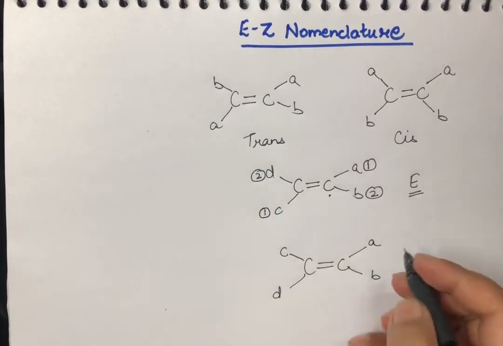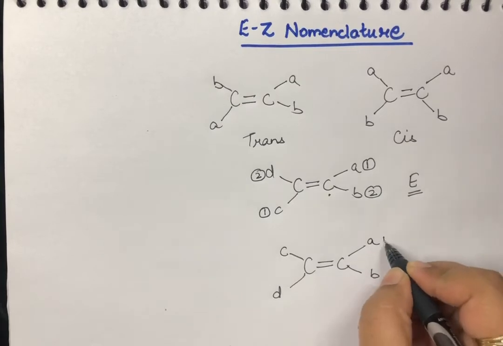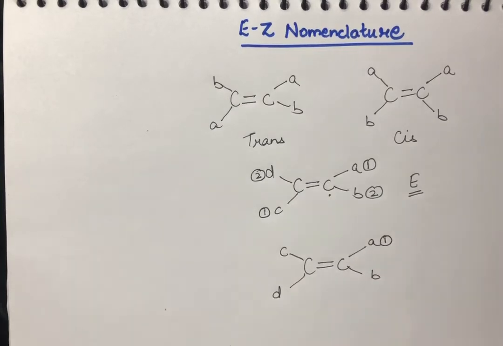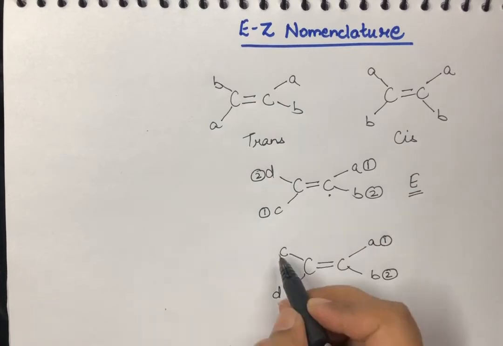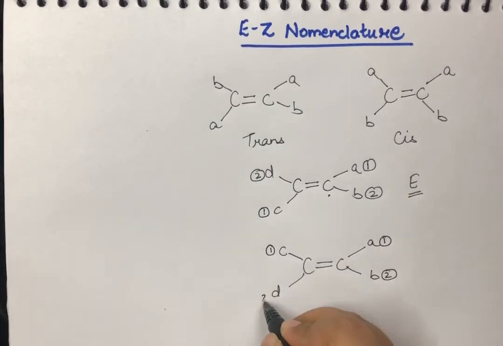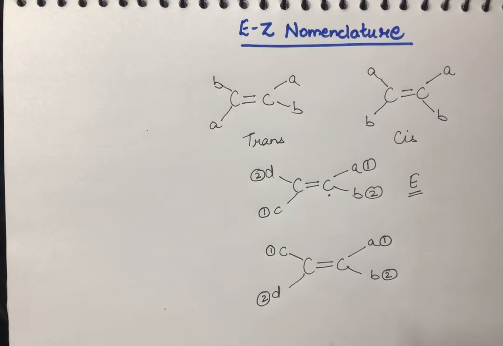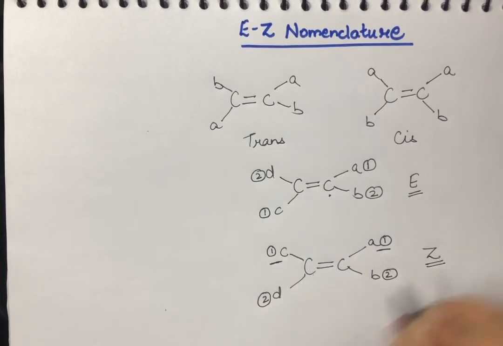And when do I have, for example, in this particular case, I again say that A was having more priority here, so B was having the second priority, and on this carbon again C was having the first priority and D was having the second priority. So in this particular case also, I have the same type of priority on the same side of the double bond. So now I call it Z nomenclature.